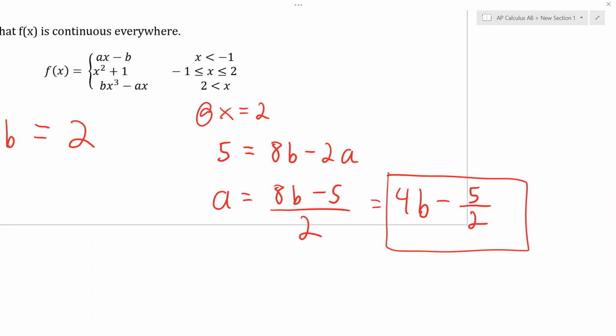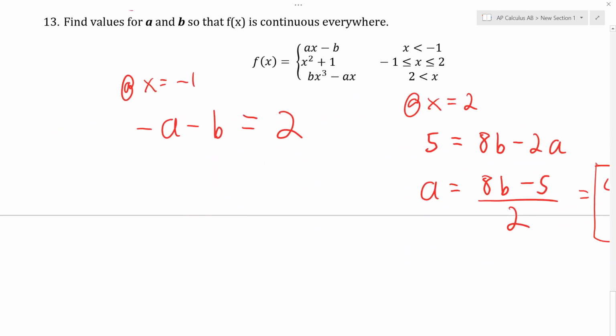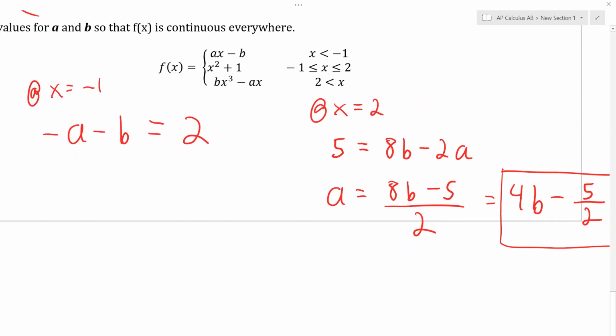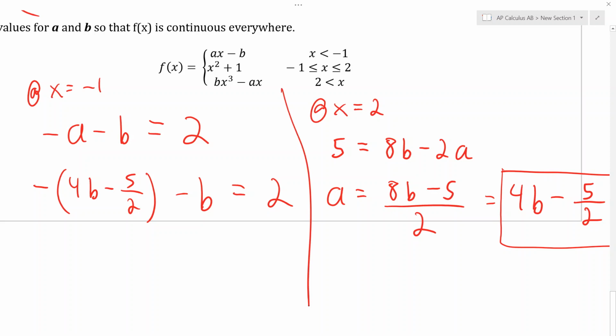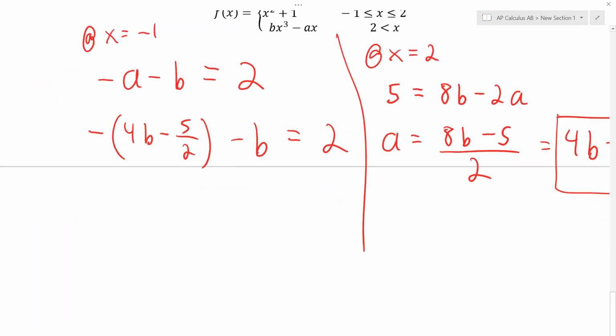So excellent. Nice work. Either way, I'm going to take that little thing, what A equals, and I'm going to drop it into the other equation. Okay? But when I plug it in, I'm going to put it in parentheses. So that's negative A minus, whoa, no. Come on now. Negative A, which happens to be 4b minus 5 halves minus b is 2. Everybody okay with that step? Just plug it in. And now I got to solve it.